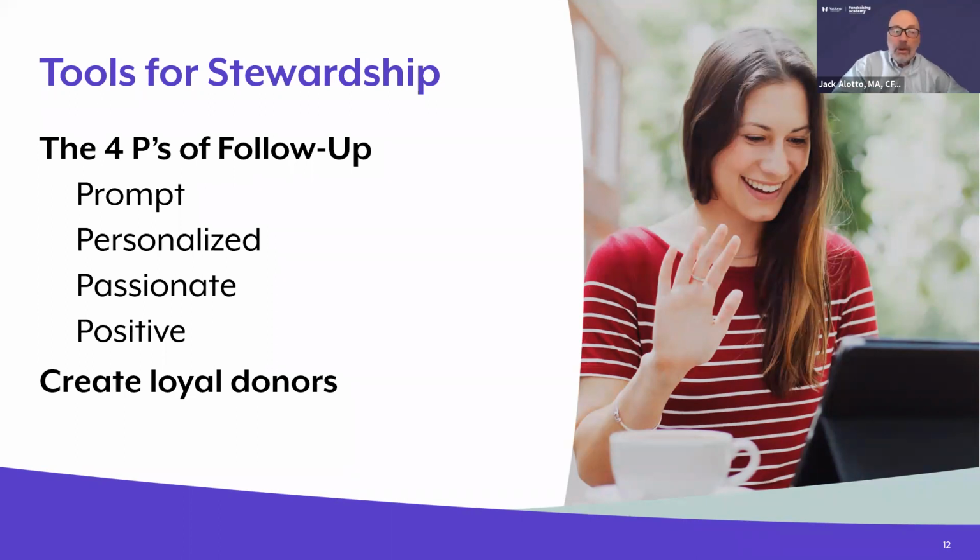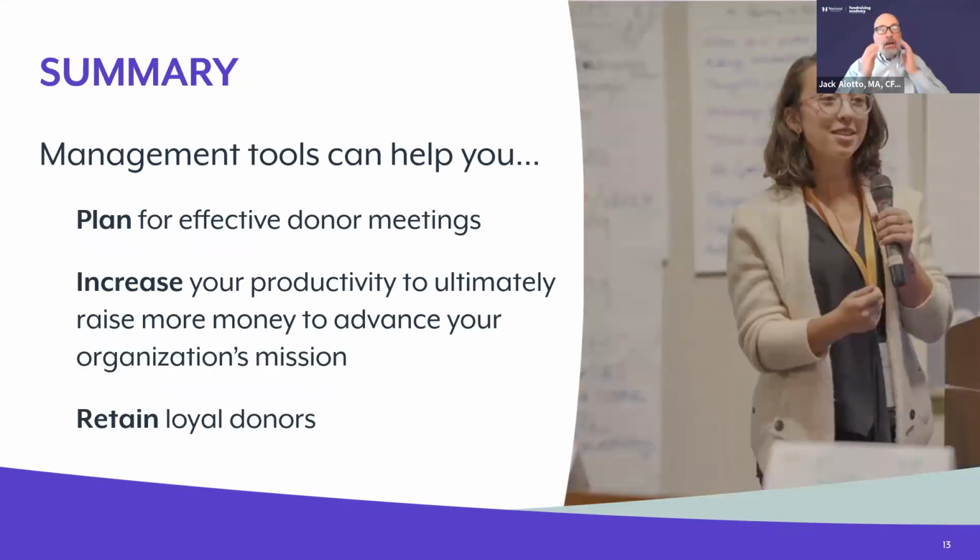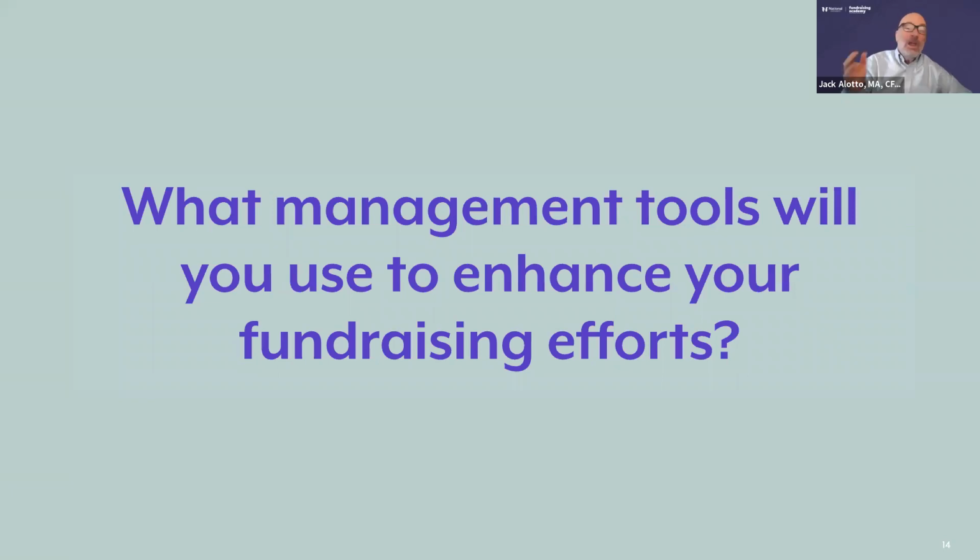It's really important. So now I'm going to quickly summarize. Your most important tool, which I said at the beginning of this workshop, at this seminar, is plan. Plan for effective meetings. Make plans. One of the things I like to talk about is creating solicitation plans for each of your individual donors and then follow it. Increase your productivity to ultimately raise more money, and remember to really treat everyone like a major donor. So I'm going to skip this slide here just for time.